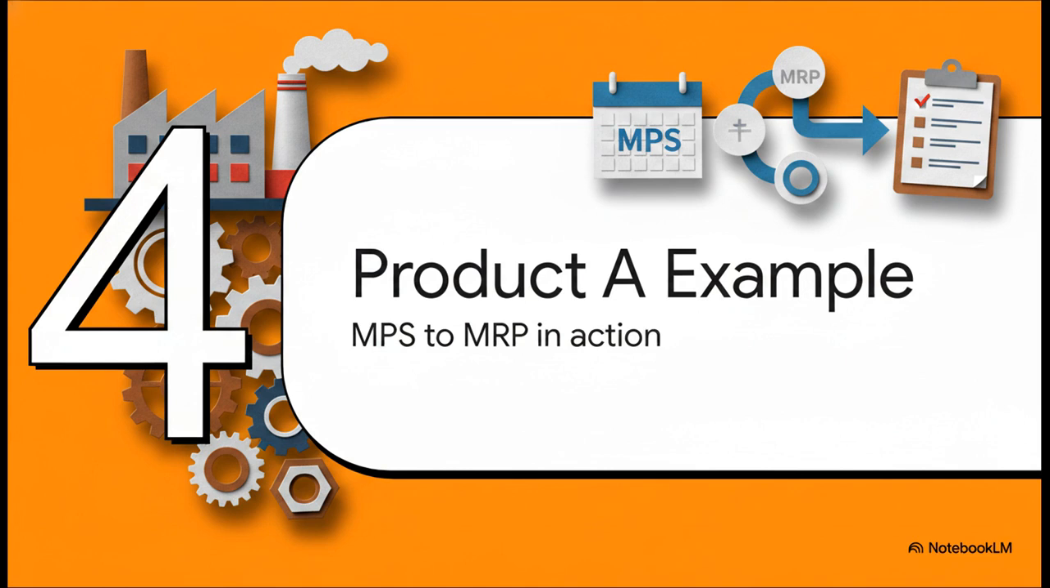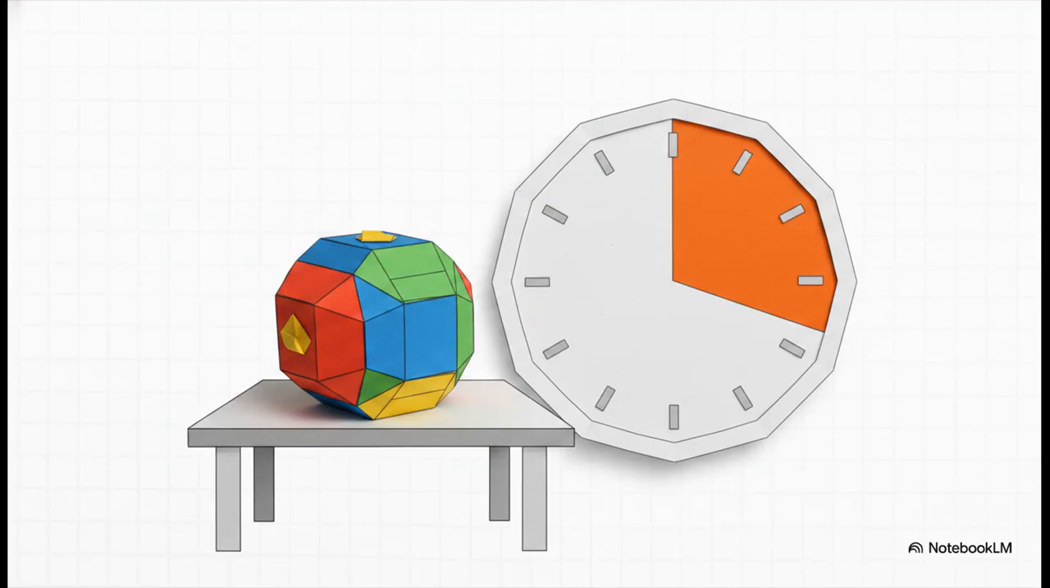In action: Product A example. All right, imagine an organization is tasked with building Product A. This is our finished good, the end item. Now, the absolutely key constraint you need to remember here is that Product A has a manufacturing lead time of exactly 1 week. That just means from the moment you start putting it together, it takes 1 full week to be finished and ready to ship to the customer.